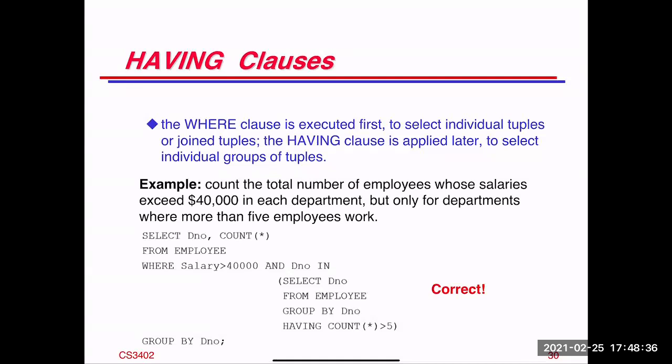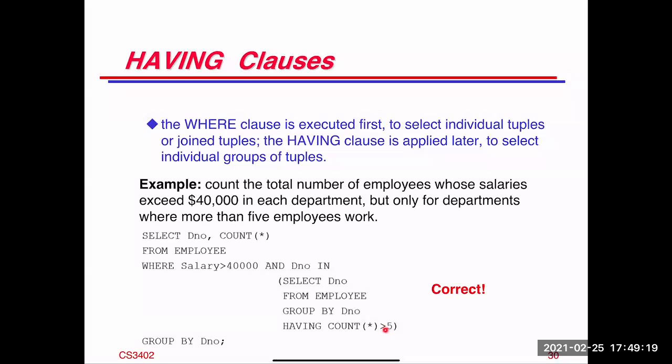Let's look at this instead. Okay, and now you can see that we have a nested query. All right, so for a specific employee, we are going to do this nested query here. So we're going to select the department number from employee, and we're grouping by the department number with the condition that the resulting group has more than 5 employees.